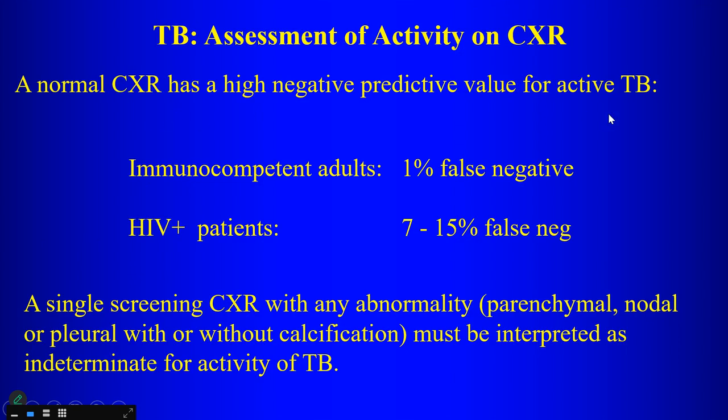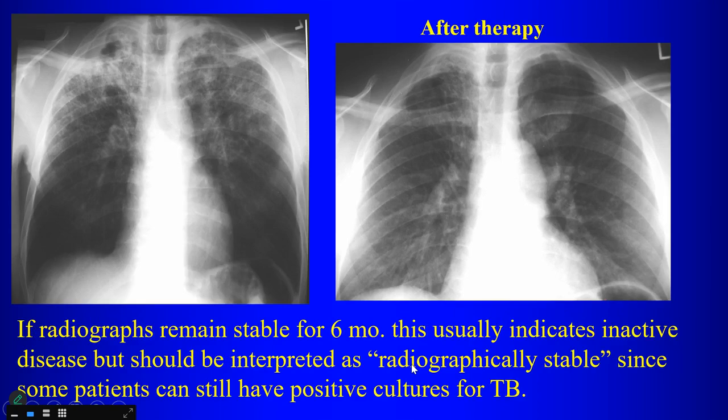So a normal X-ray has a high negative predictive value for active TB, except in patients who are HIV positive, they do have a 7 to 15% false negative rate. But a single screening chest X-ray with any abnormality that could be related to TB must be interpreted as indeterminate for activity of TB, although you kind of have to be careful the way you phrase that, okay?